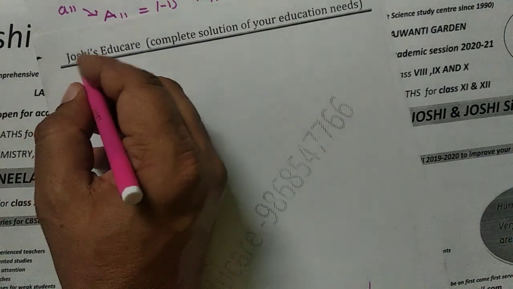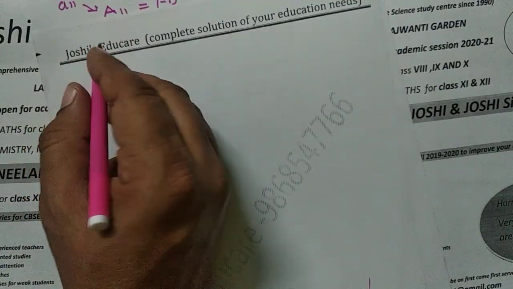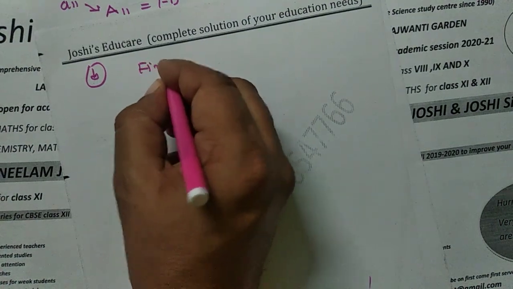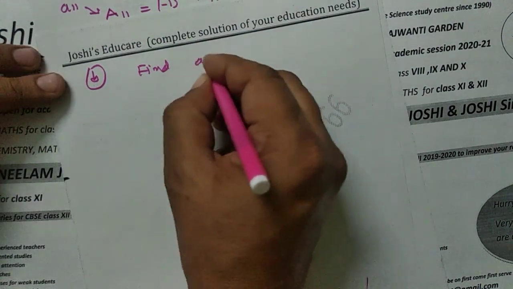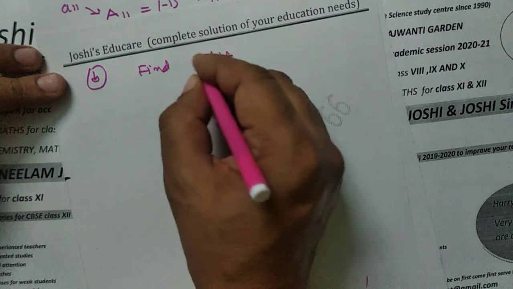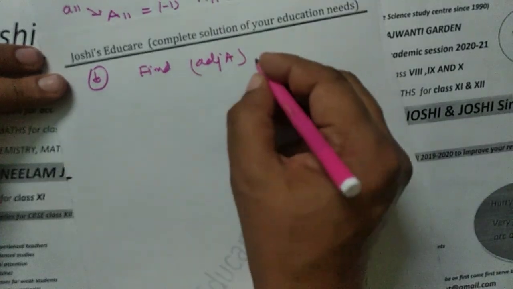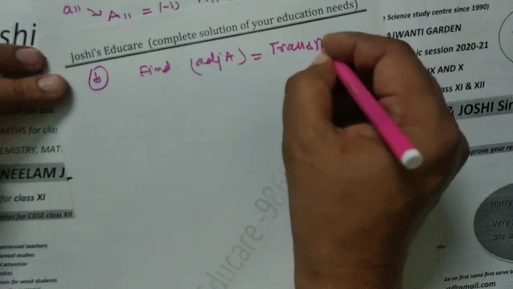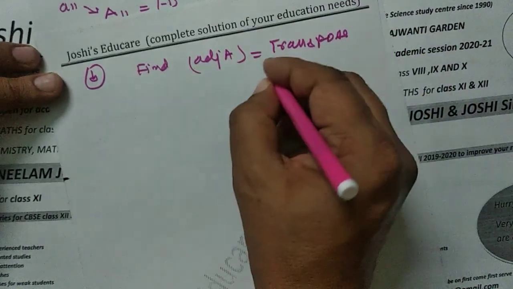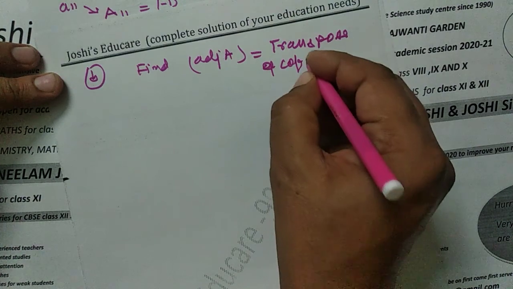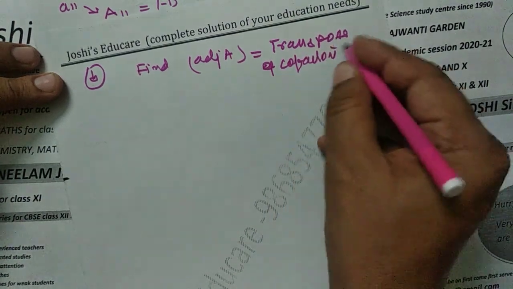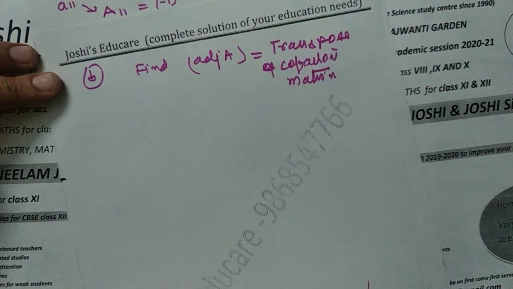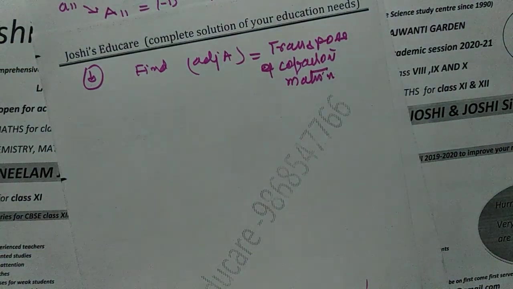It is your step number B of this fourth: find adjoint of A. That I have already explained. What is adjoint of A? It is the transpose of the cofactor matrix. In the previous class, I explained how to find adjoint of A.